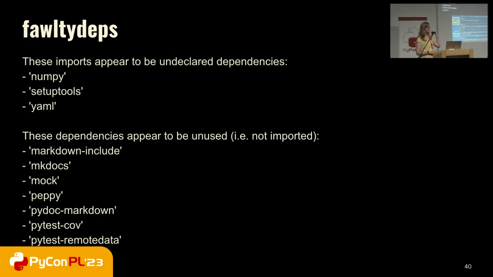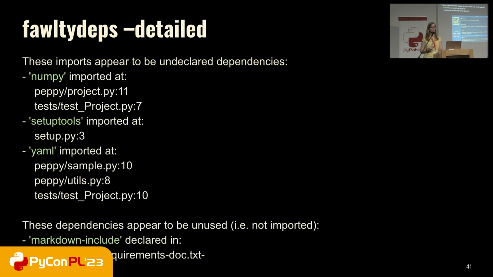Okay, so now let's run FawltyDeps on this project and see what information we can get. This is the command, FawltyDeps run on this project, and we have 2 pieces of information: that there are some imports that appear to be undeclared, and there are some dependencies that appear to be unused. So let's deal first with imports that appear to be undeclared.